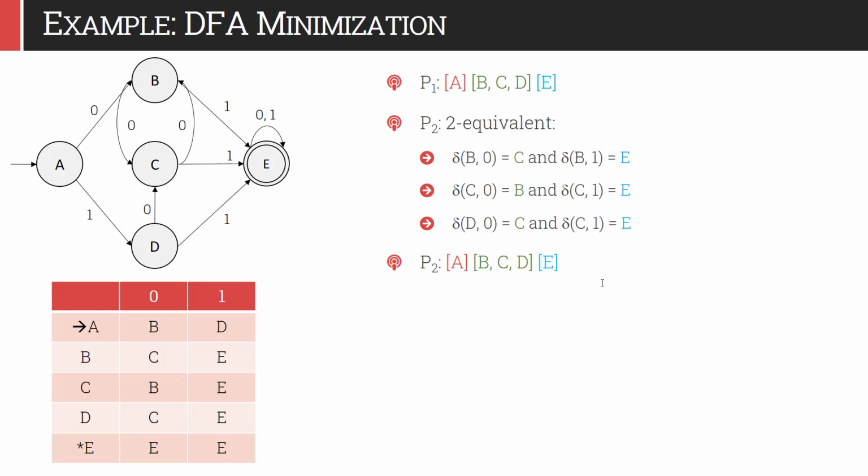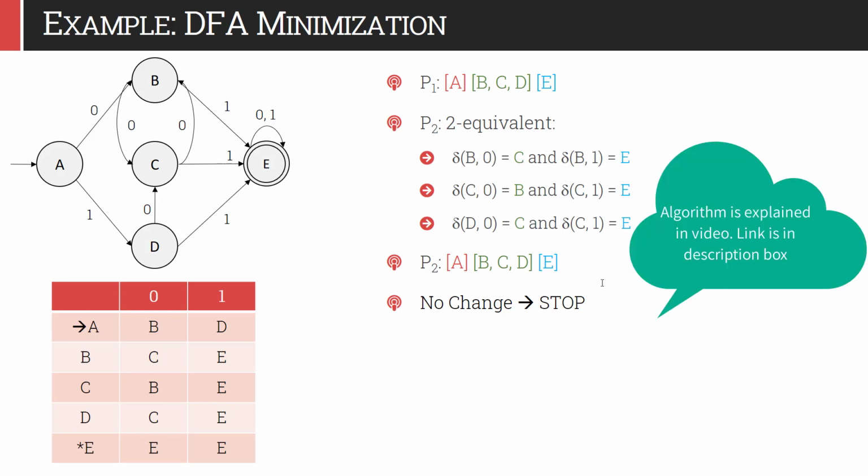Now we will consider BCD as a single state only. So whatever transitions are coming to B or C or D will come to this single state, and whatever transitions were going out from B or C or D will go from this single state. So P1 and P2 are identical, so we have to stop here. Fine. There is no change in the Pk partition and Pk-1 partition.